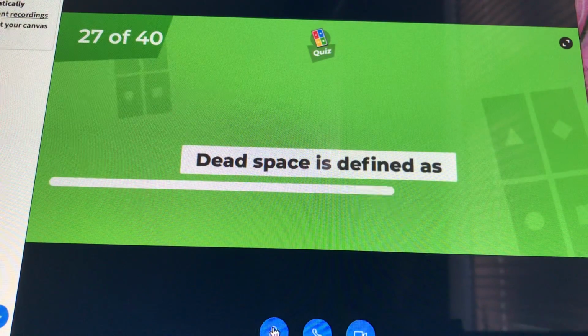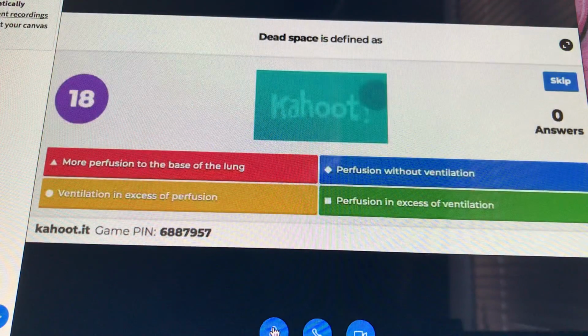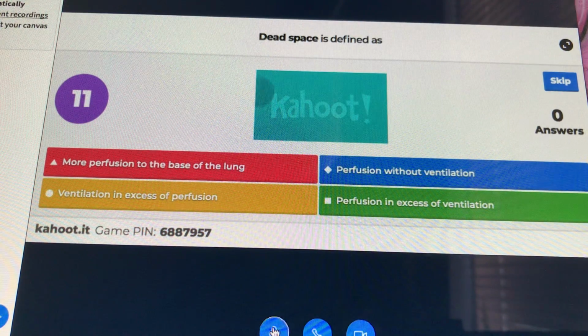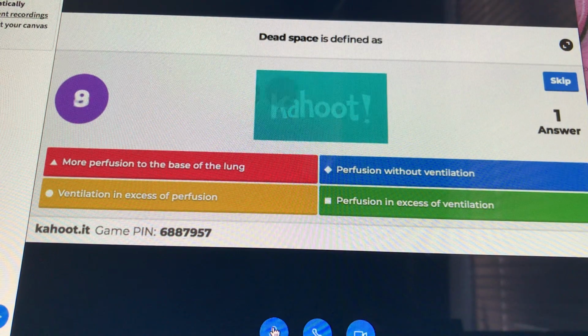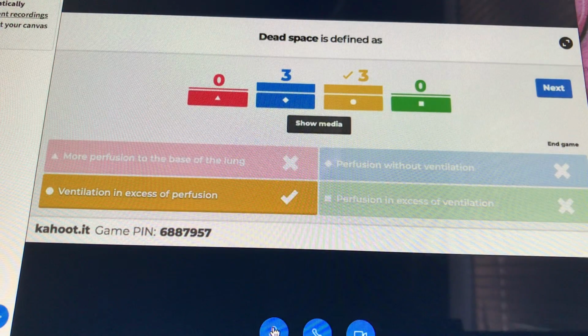Dead space is defined as ventilation in excess of perfusion. So again, shunting is perfusion in excess of ventilation. Dead space is ventilation in excess of perfusion. Any questions?